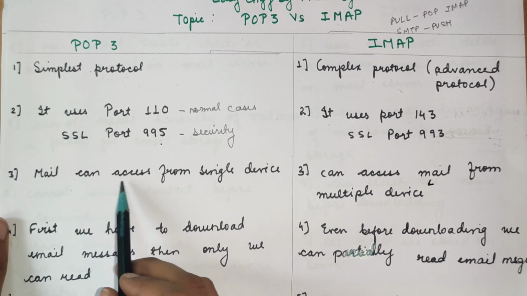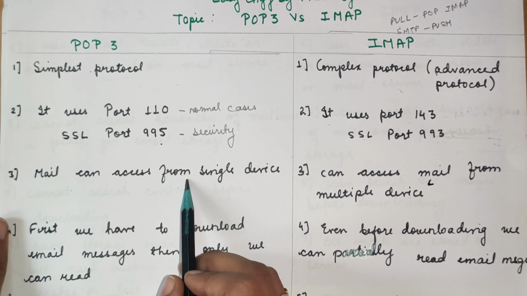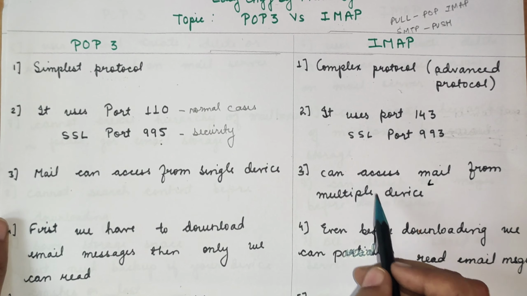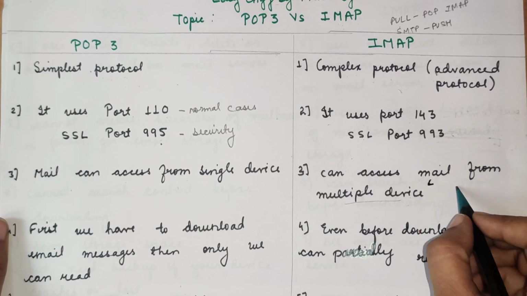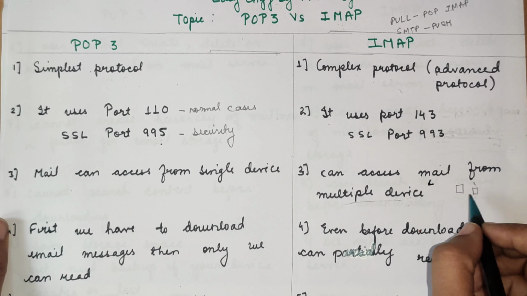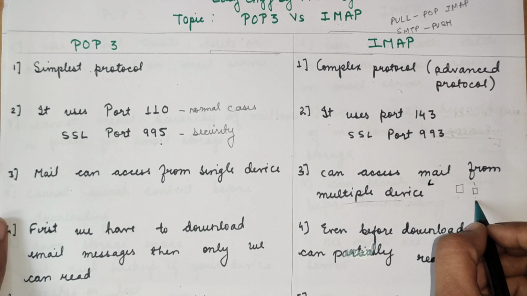Next difference is mail can be accessed from a single device. As it uses only a single device, it cannot synchronize the data, whereas in the case of IMAP, you can access the emails from multiple devices. Means at the same time you can use a computer or laptop or a mobile phone. You can even sync your emails, so at the same time you can check the emails from your computer as well as from your mobile or a laptop.